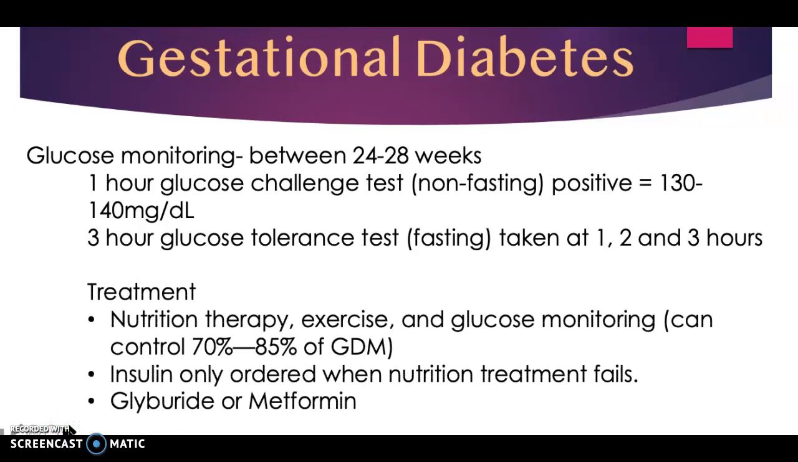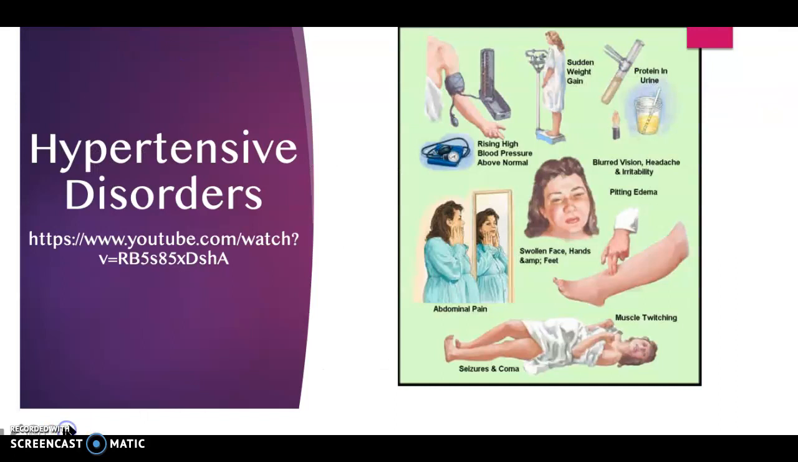So how do we treat gestational diabetes? Most of the time, 70-85% of the time, gestational diabetes can be controlled with nutrition, exercise, and just monitoring that glucose pretty regularly. If that fails, then we can order insulin. It's very rare, and we can use glyburide or metformin. Both of those have been okay to use in pregnancy, have the least amount of harm to the growing fetus.